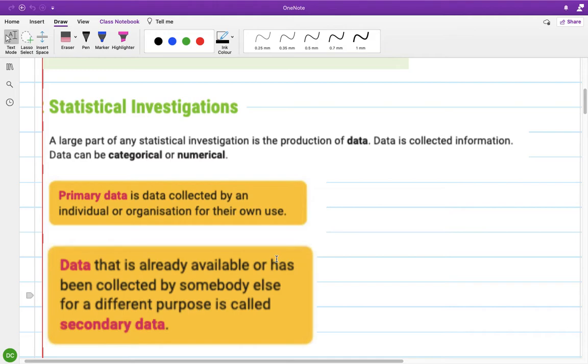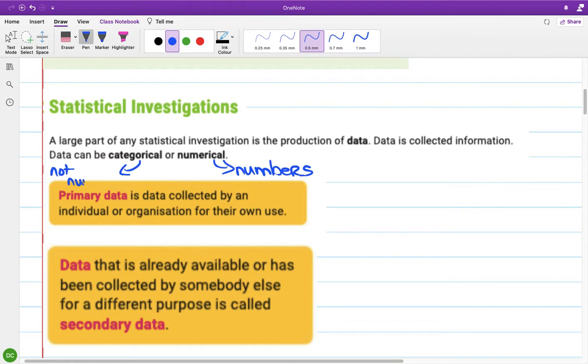And then data is in two categories, okay? Or classifications, I should say, because of the word. It's either categorical or it's numerical, okay? Now we'll talk about this in a little bit more detail, but essentially numerical is when the answer is numbers, and categorical is essentially, in a nutshell, when it's not numbers. Okay, that's basically the difference between them.